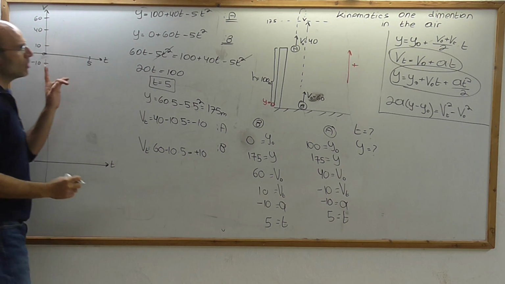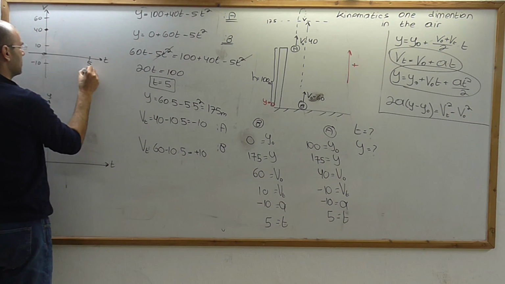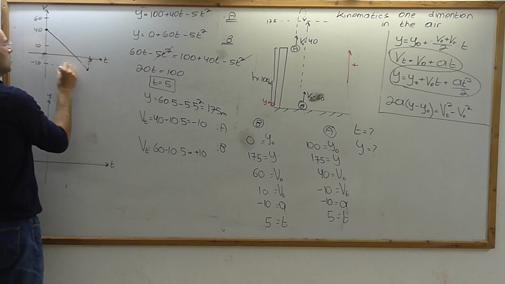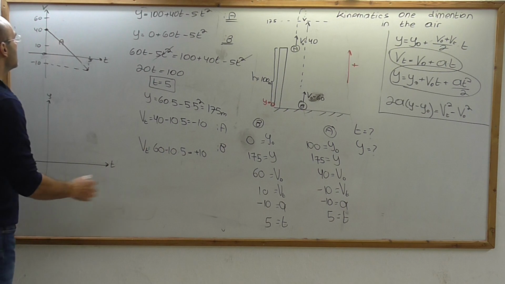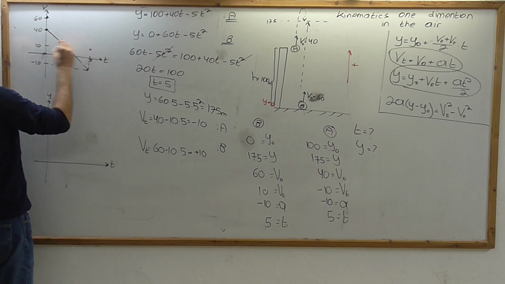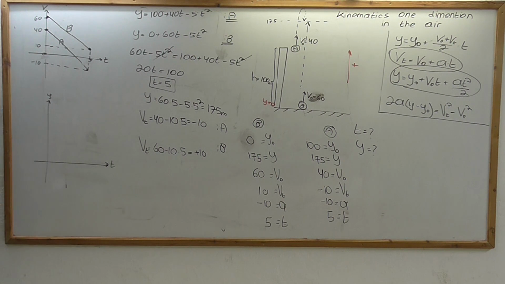So let's start with ball A. A started with 40, it finished with minus 10 at 5. Okay, this is ball A. It started with 40, decreased, stopped somewhere, and then again started to go down, and it met the other ball when the velocity was 10 downwards. Let's see the ball B. It started with 60 and it finished with 10. This is ball B.